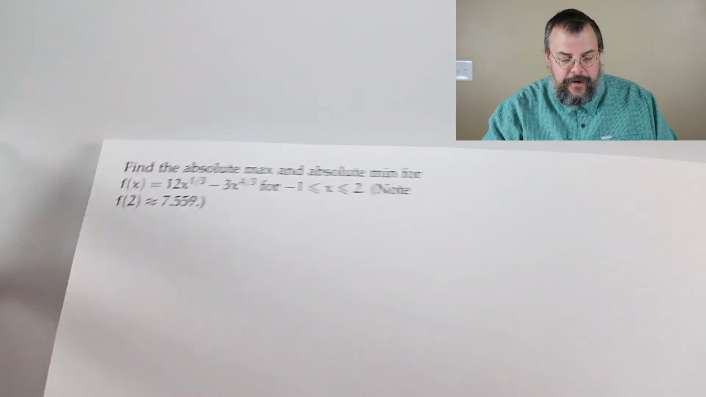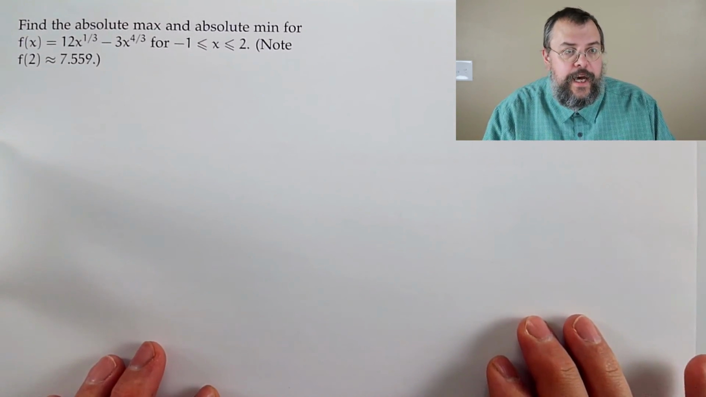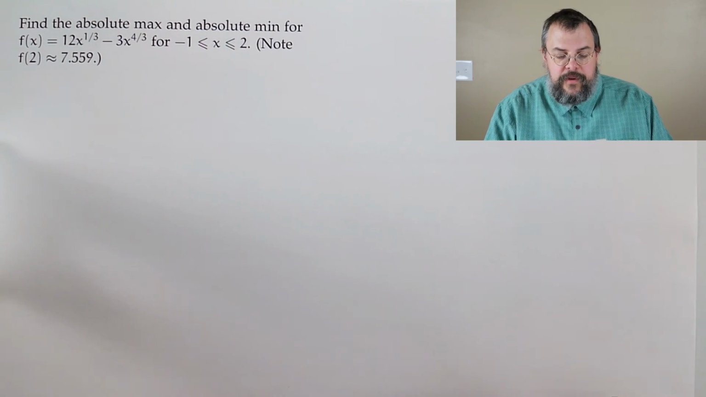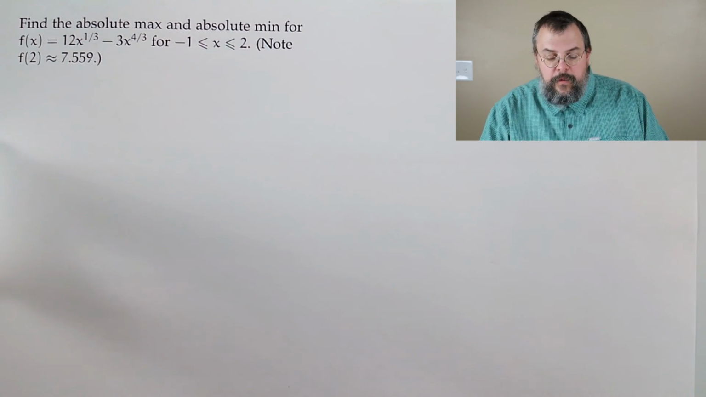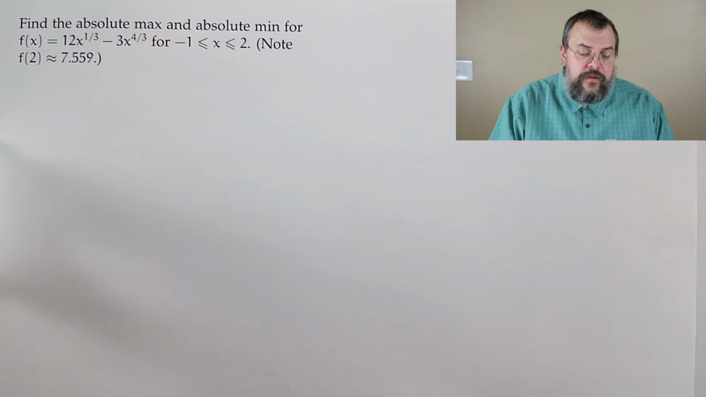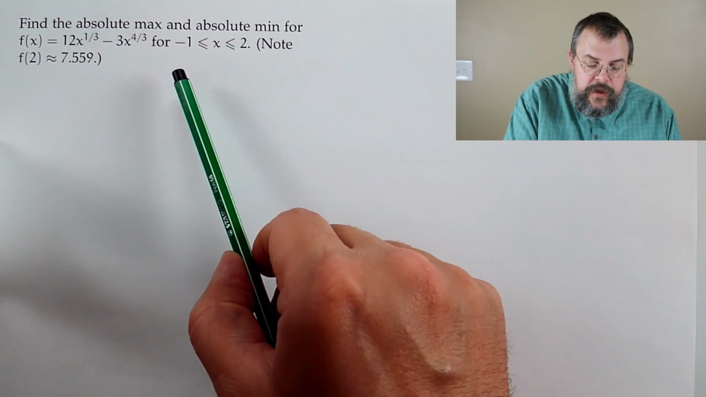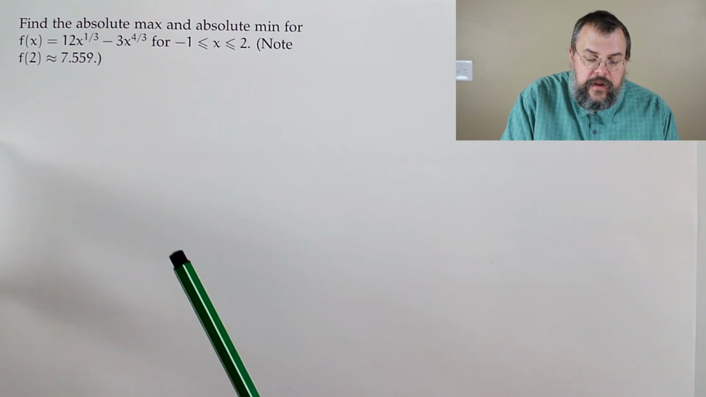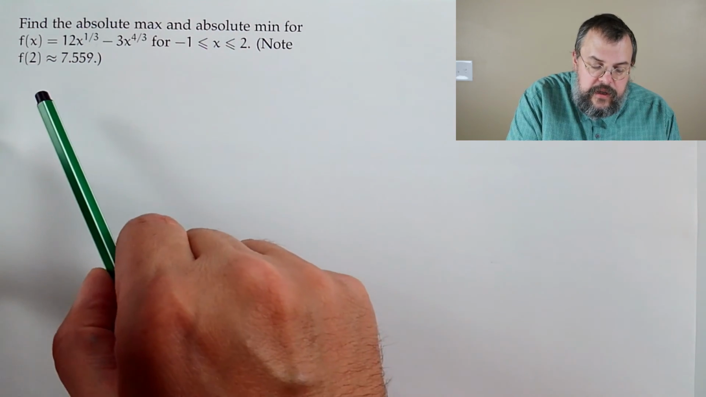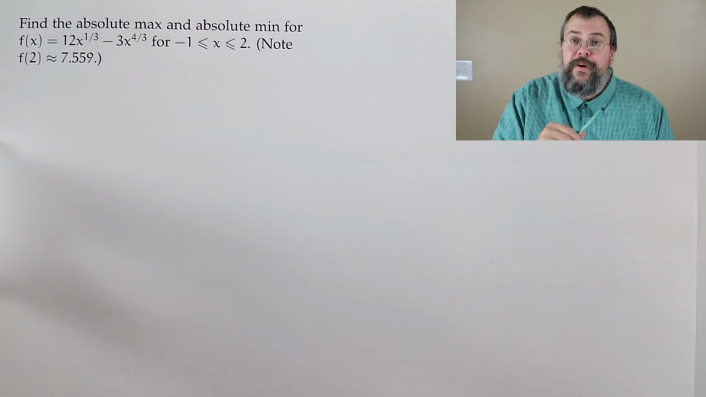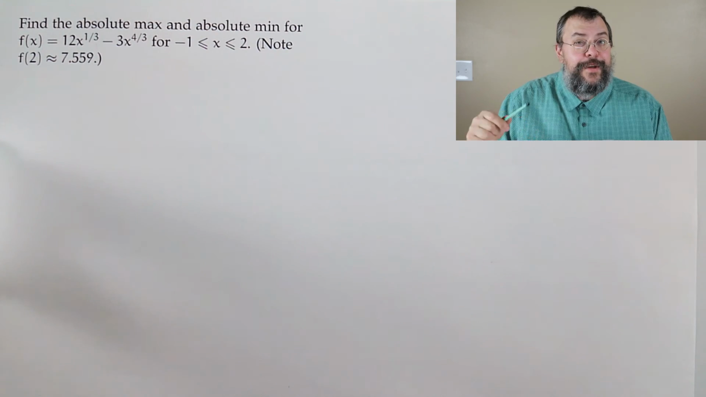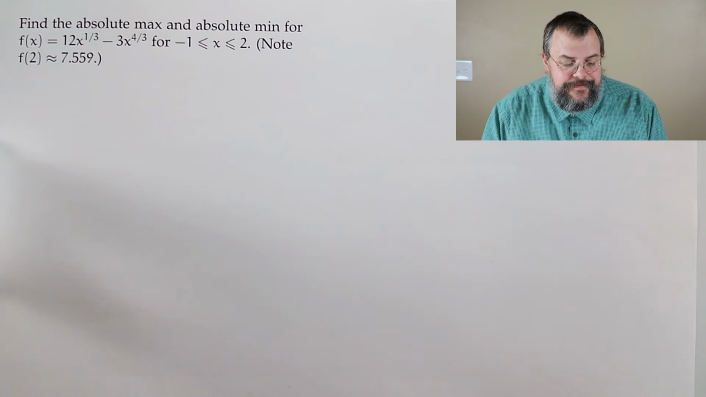And our next problem will involve an absolute max and absolute min. Who would have guessed? All right, come on. Here we go. Find the absolute max and absolute min for the function 12x^(1/3) minus 3x^(4/3), where we go between negative 1 and 2. And it says, on a side note, this is what f of 2 is. Okay, somebody was nice and they said ahead of time, you might need to know this value.